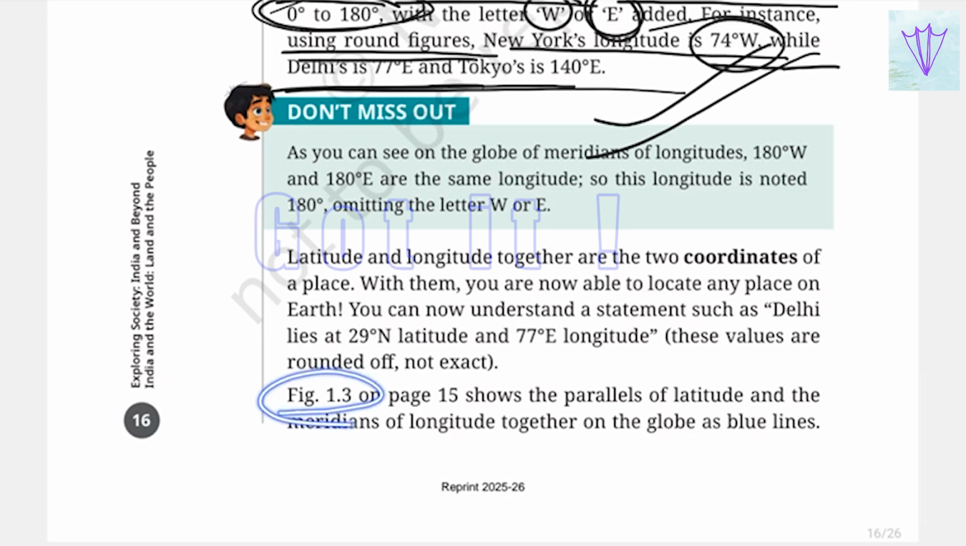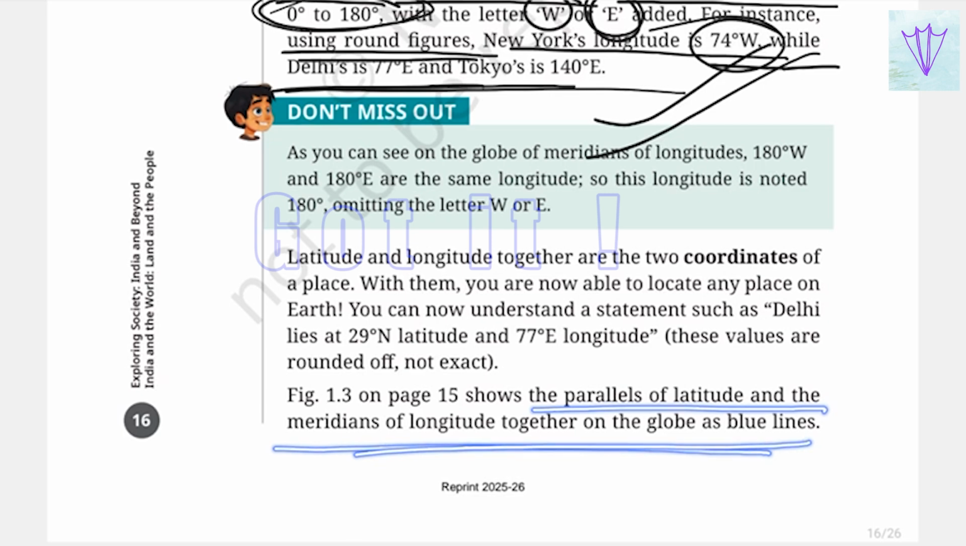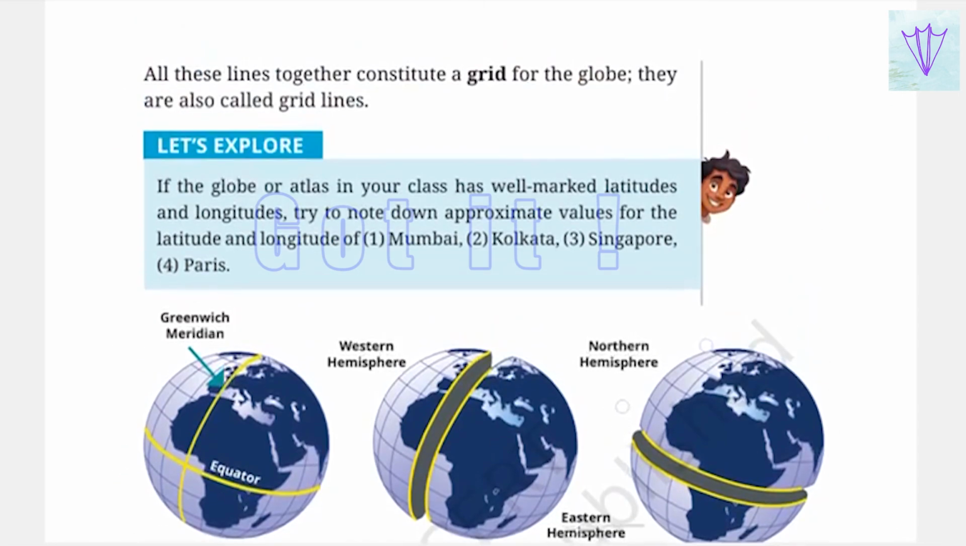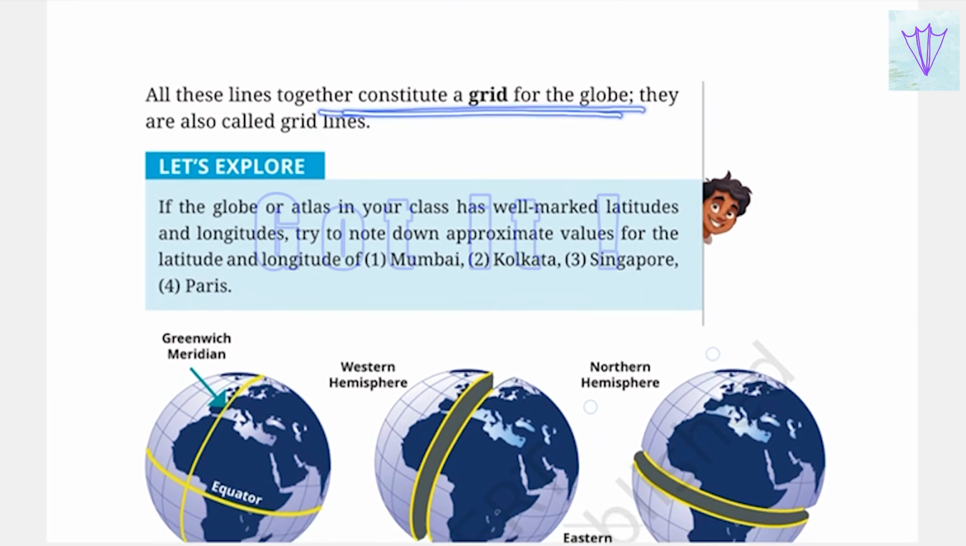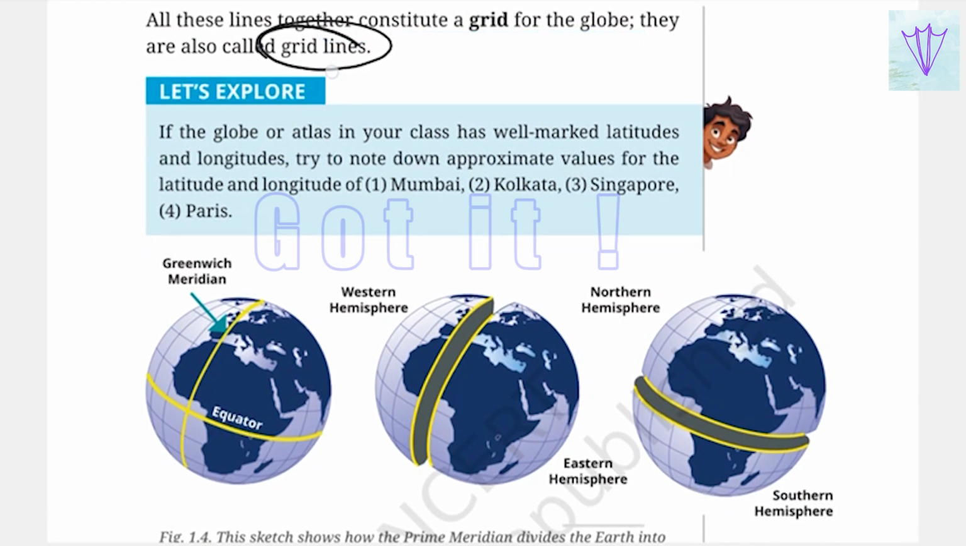And this shows the parallels of latitude and meridians together on the globe as blue lines. So all these lines together constitute a grid for the globe, and they are called the grid lines.